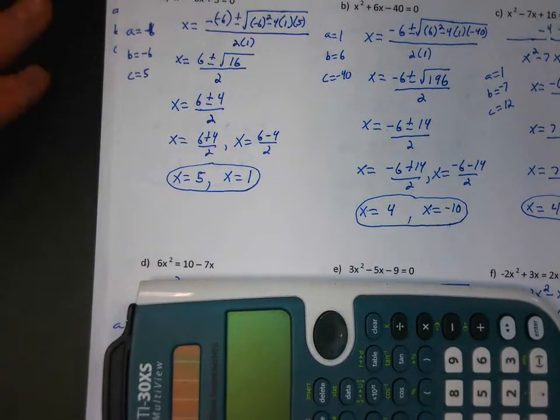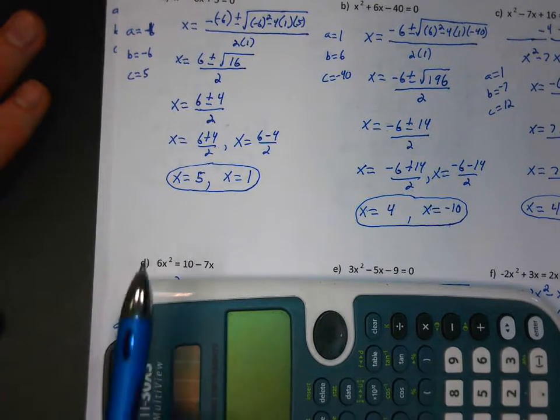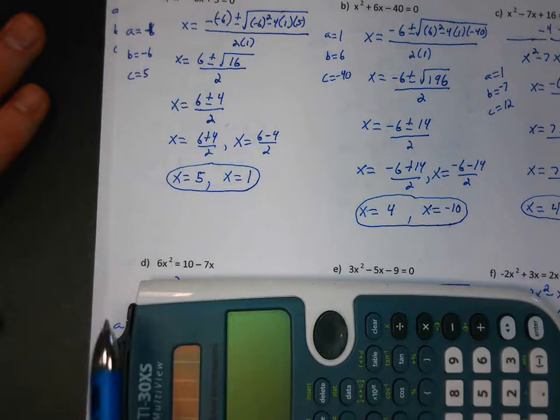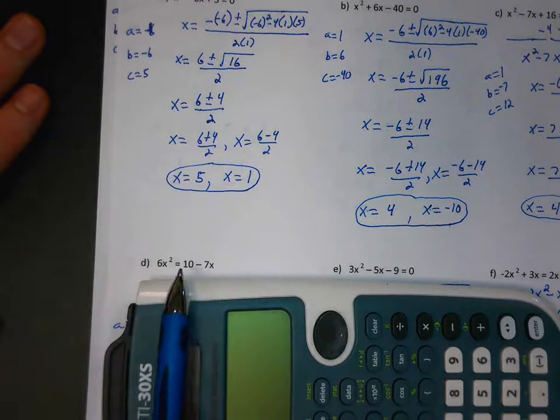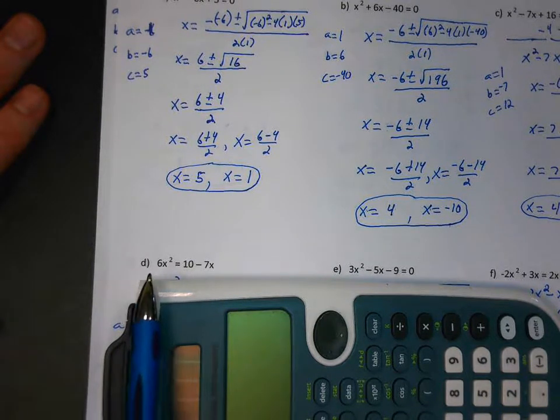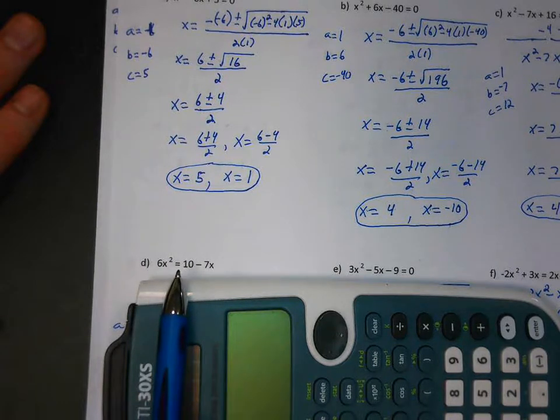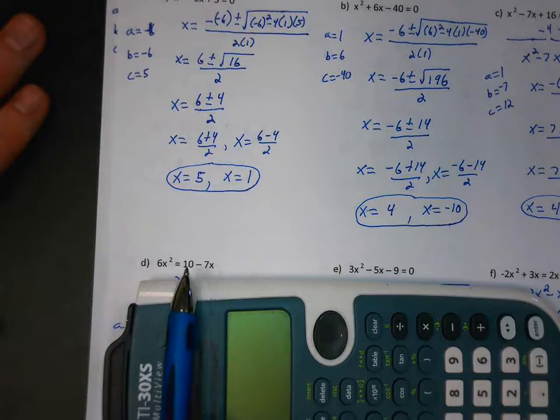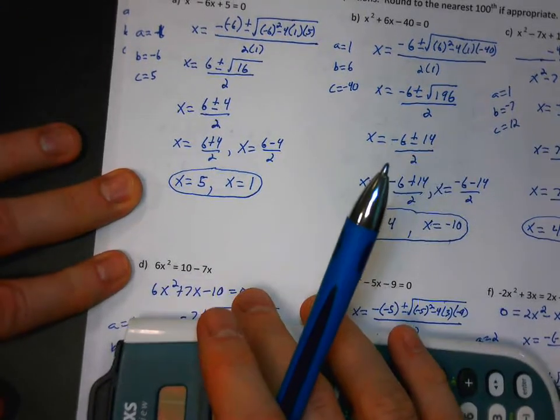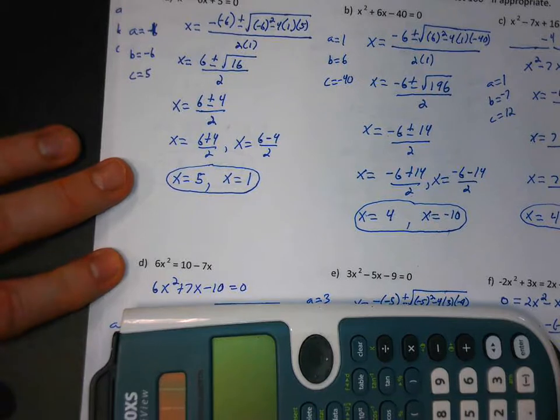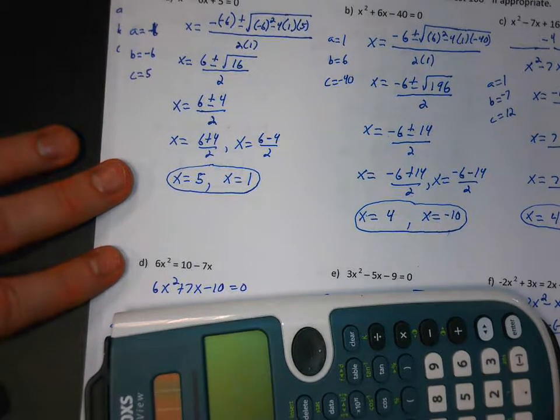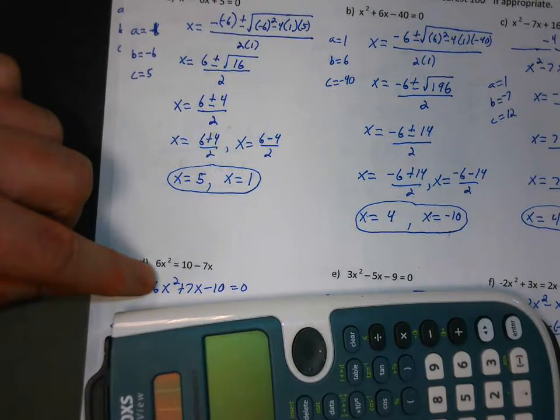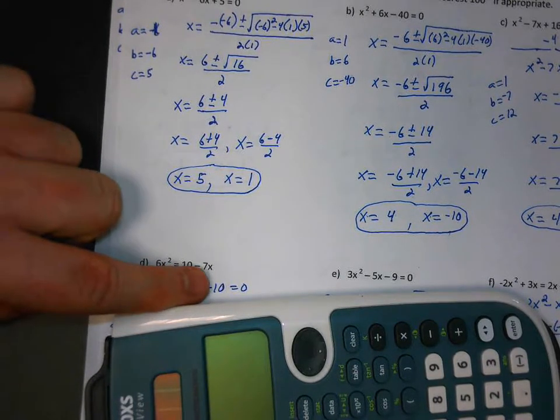Okay, on the bottom half of the page, again we have 6x squared equals 10 minus 7x. That is not in the proper form. So you could, if you wanted to, subtract 6x squared from each side and then put it in standard form. My suggestion will be to add 7x and then subtract 10 from each side. So you have 6x squared plus 7x minus 10 equals 0. And then your a value is 6, b is 7, and c is negative 10.